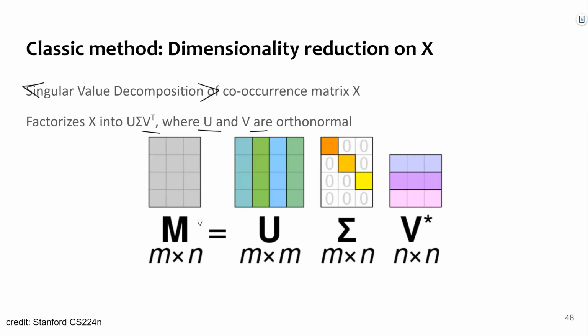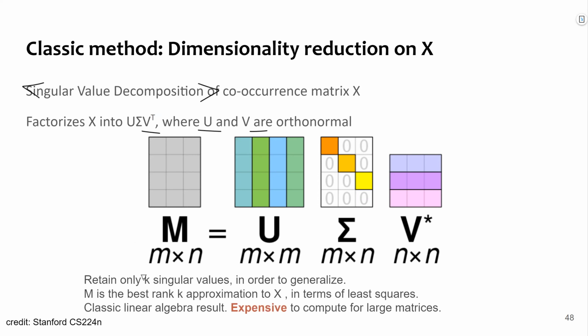So it looks like this. This is basically a square matrix, but this is for general SVD. And what we're going to do is retain only k singular values, 25 or 1,000 dimensions, in order to generalize. And X-hat is the best rank k approximation to X. However, computing singular value decomposition is very expensive.